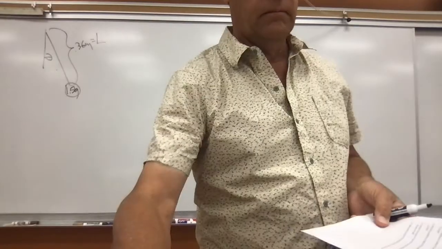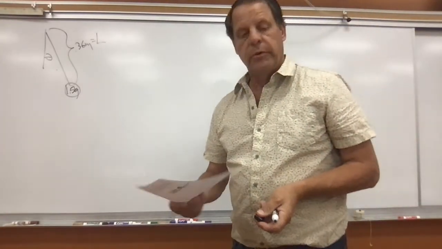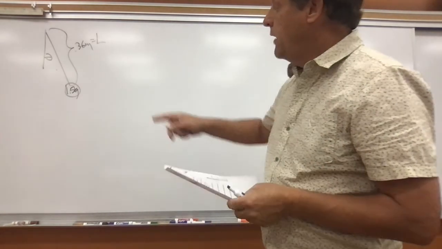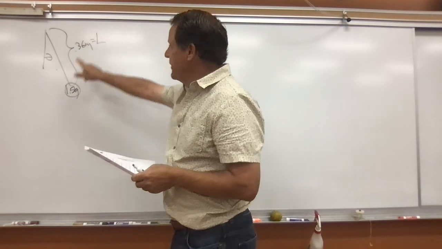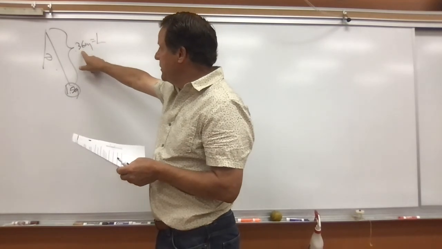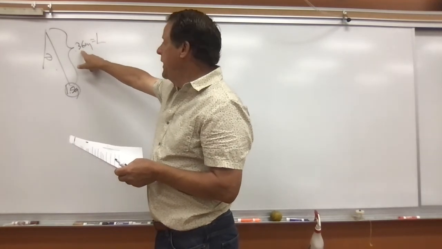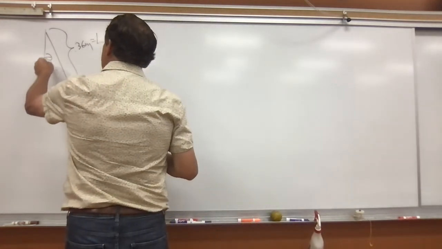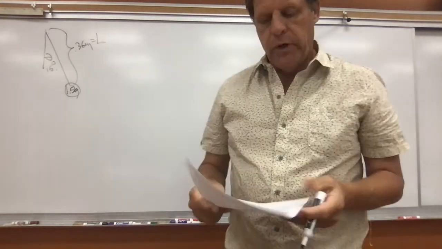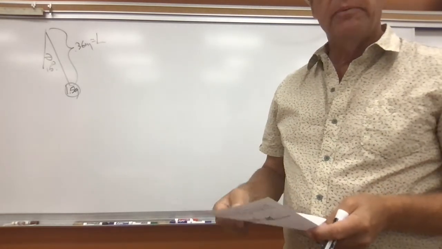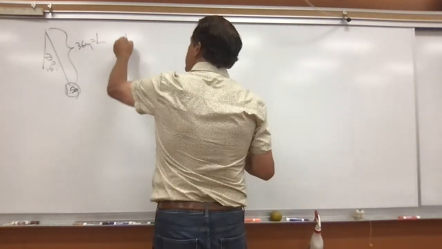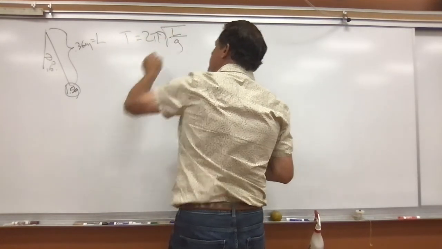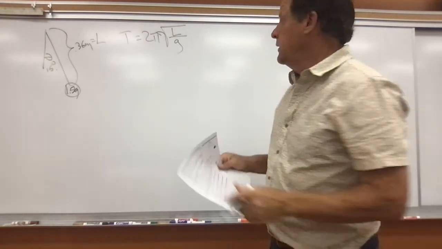All right, ladies and gentlemen, 16 through 21 is dealing with a simple pendulum. So what we have here is a 1.5 kilogram mass on the end of a 36 centimeter long string, and it is displaced by an angle of 15 degrees. And we are asked to determine the period of the pendulum. So the period of the pendulum is going to equal 2 pi times the square root of L over g. Okay, so pretty easy peasy.